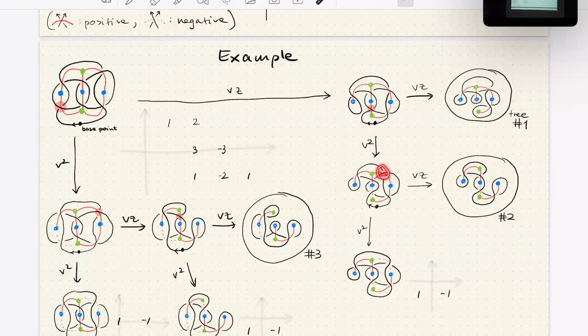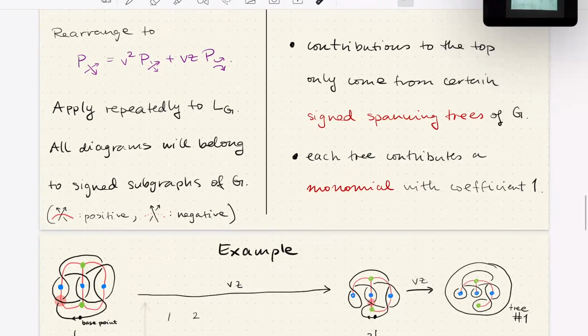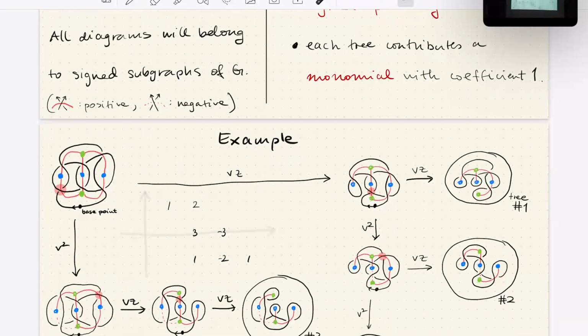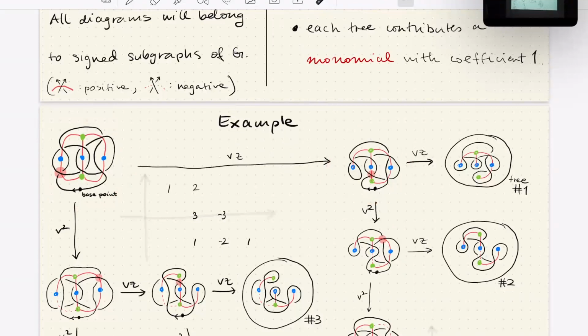So instead of this positive crossing, I will have something like this, or something like this. By the way, what's happening here? I haven't emphasized it yet, but I should, that whenever I do this simplification move, the graph changes. How does it change? Well, either it loses an edge. Let me go back to the first step. From here, we went to here. Here, the graph simply lost an edge. This edge is not there anymore.